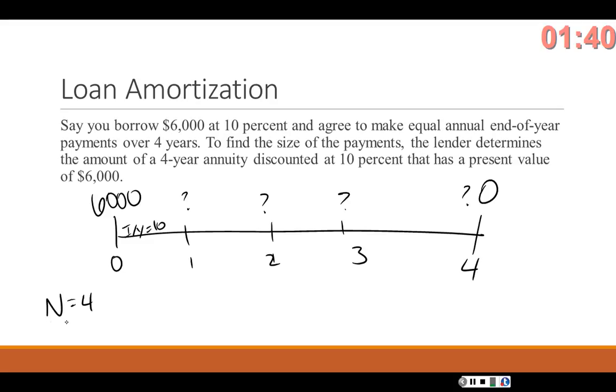So N is 4. The interest rate is 10. The present value is $6,000. The future value is 0. Again, I know that we need to solve for payments here because these are equal periodic cash flows.